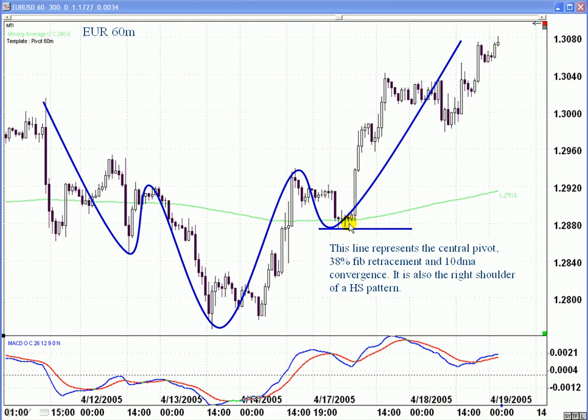Here we simply have the right shoulder retracing to the 10-day moving average. This level here is also the 38% retracement and a central pivot from this key reversal day. You see the big move up, key reversal day, and then we get the retracement on the key reversal day, which is usually 38%, which converges with the central pivot.